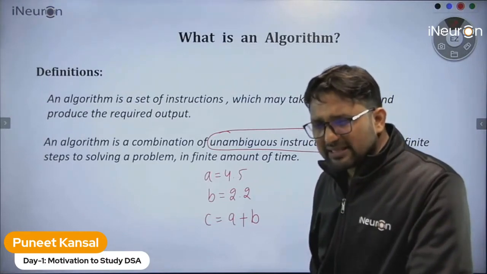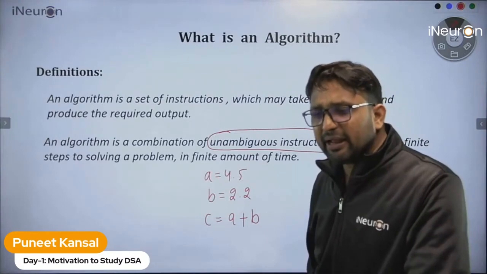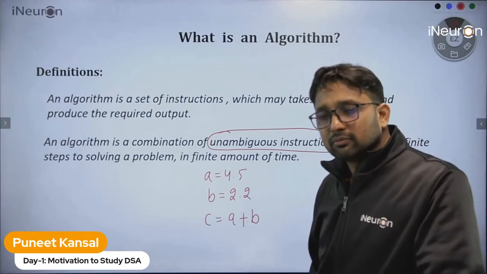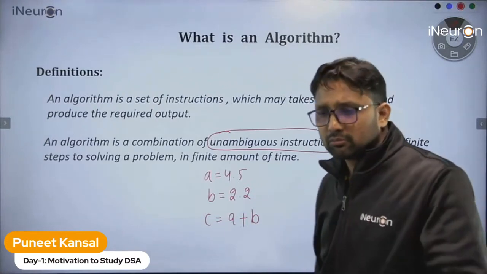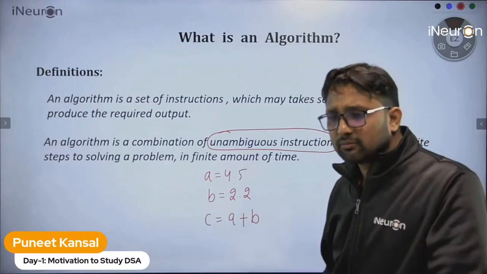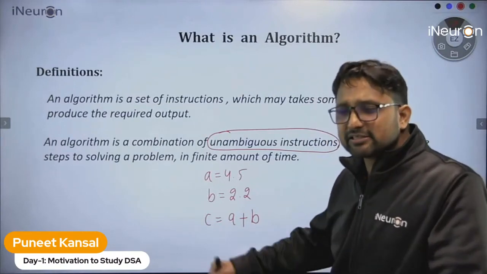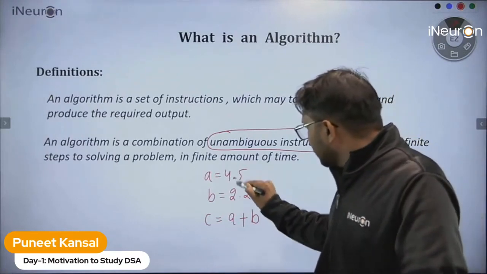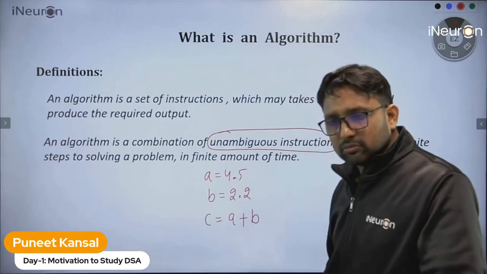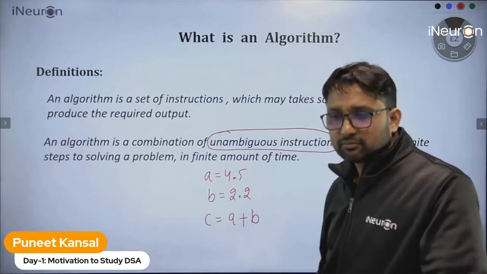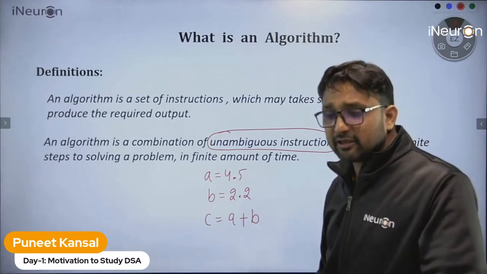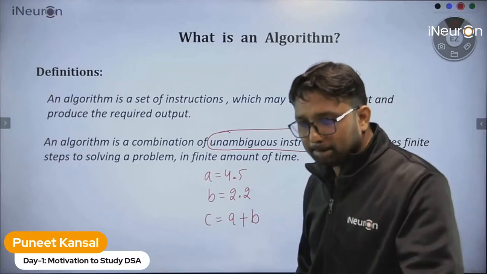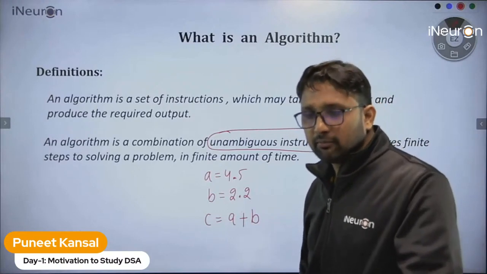Maximum people are saying 6.7. Anybody, anything else than 6.7? 6.7 is wrong. It's 4.5 plus 2.2. Kunal is saying 6. Bhargava is saying 6. That is also wrong. Anything else coming to your mind?